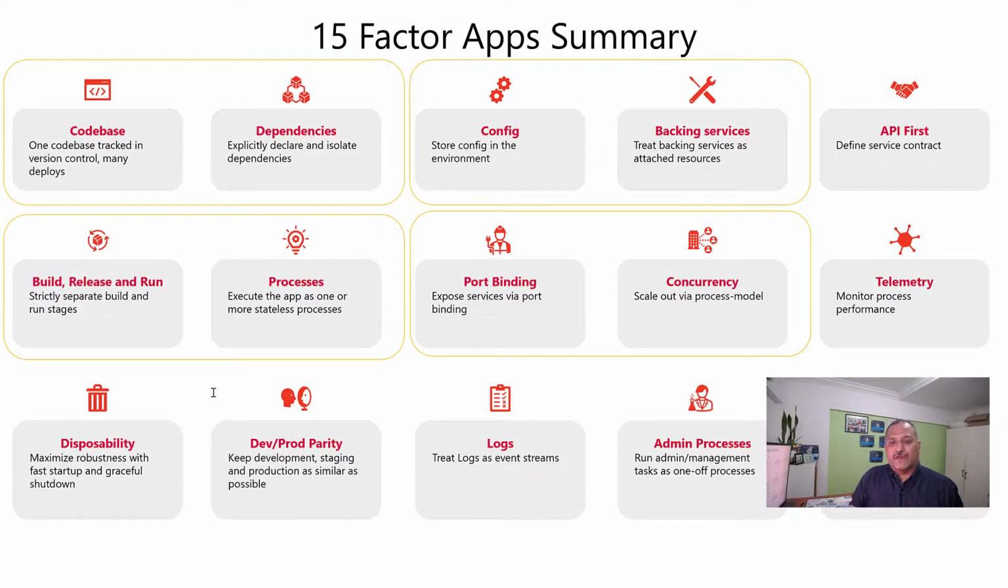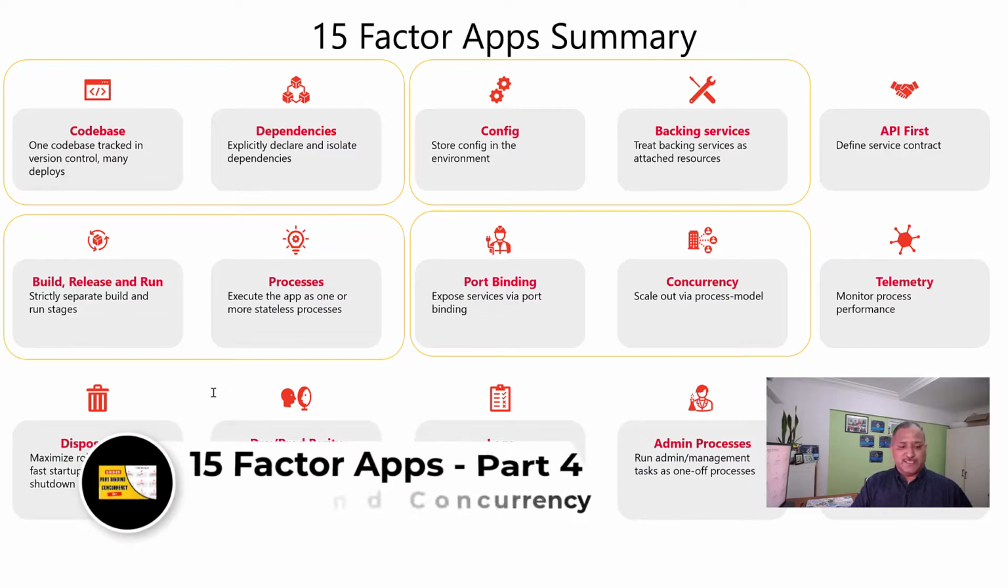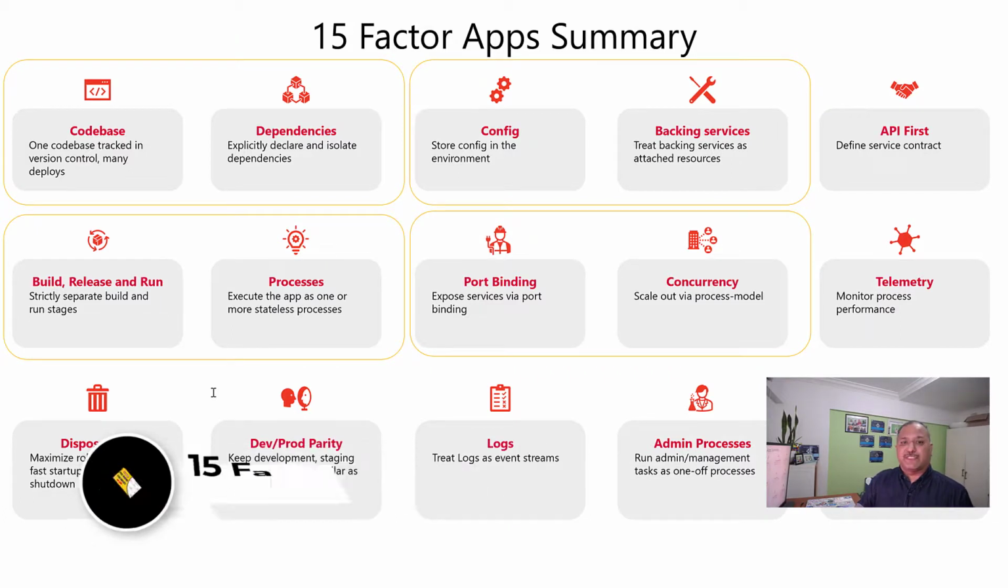So a quick summary of what we have done so far in this series. This is the fourth part of the 15 Factor apps, and we have covered 8 attributes so far. In the first part of the series, we covered code base and dependencies. In the second part, we covered config and backing services. In the third part, we covered build, release, and run, separation of these into different stages, and stateless processes. And in this video, we covered port binding, which is to expose the service via port binding, and concurrency, which helps in scaling out the process using the process model rather than vertical scaling.